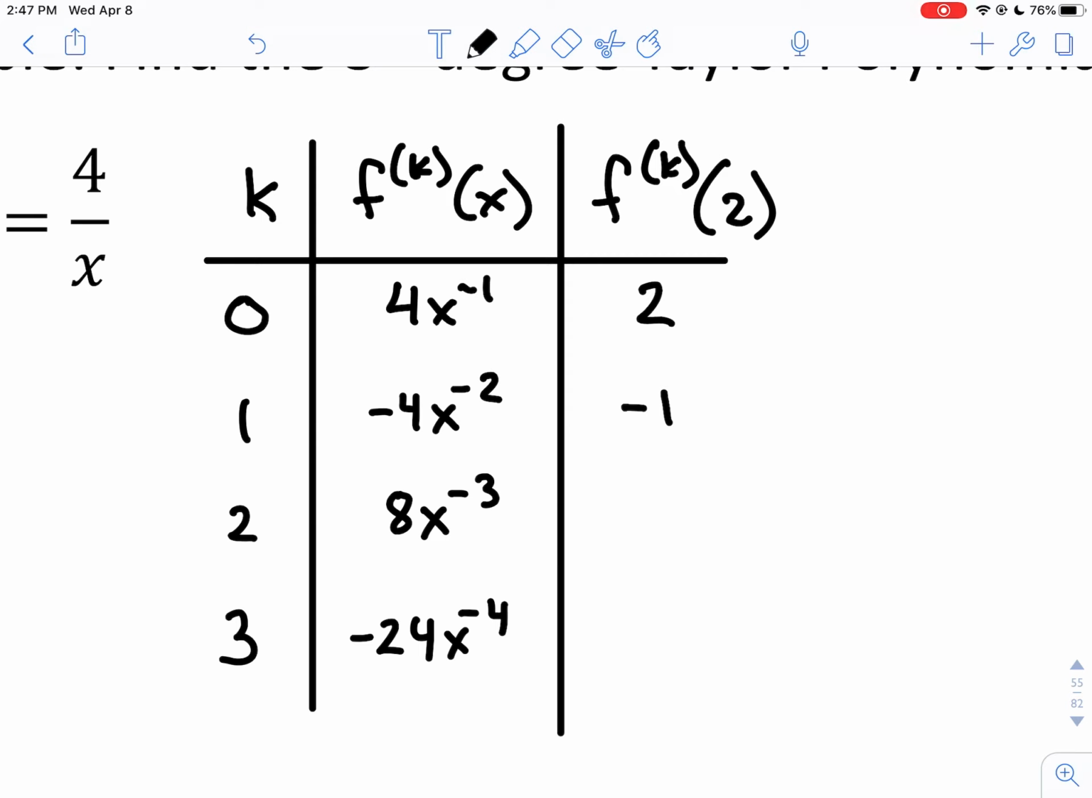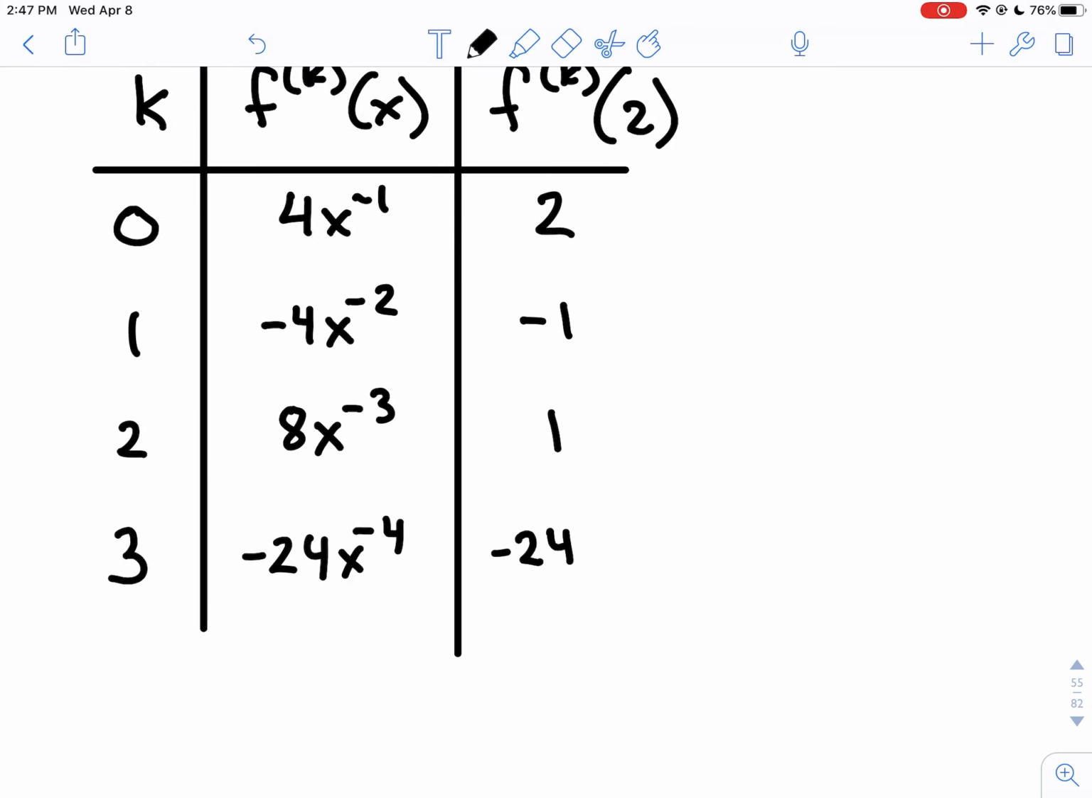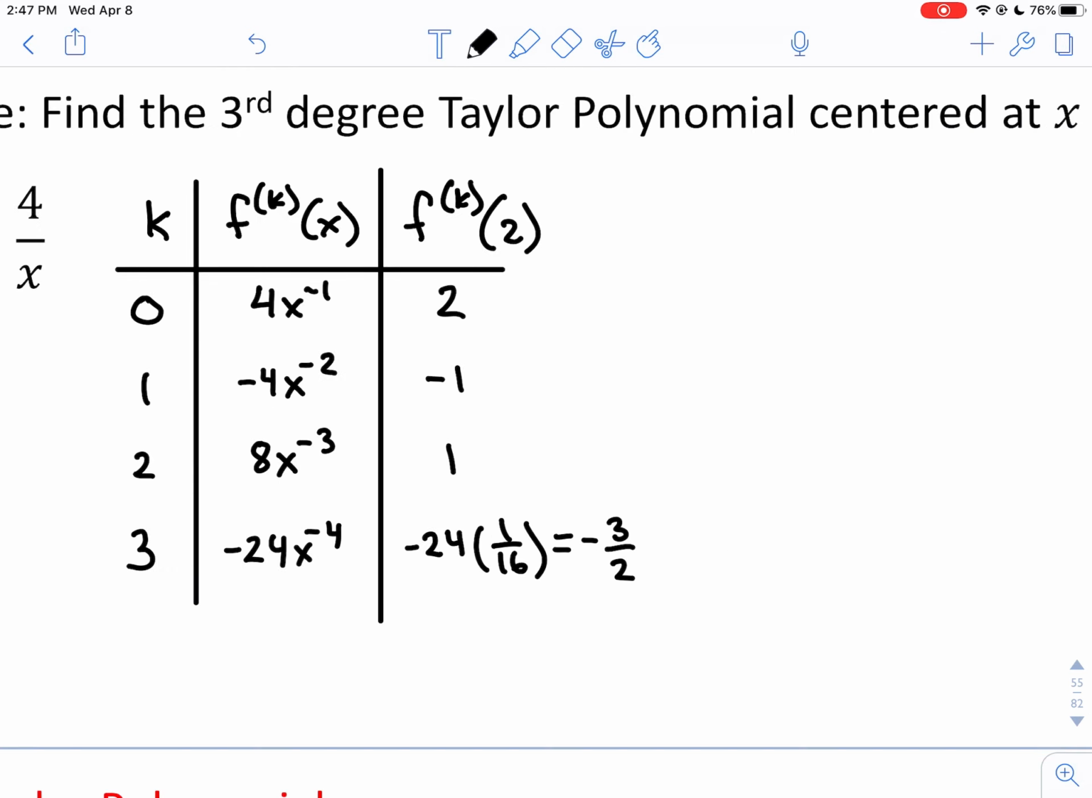The next one, plug 2 into the second derivative. 2 to the minus 3 is 1/8, and 1/8 times 8 is 1. Now let's plug 2 into the last one. 2 to the minus 4 means 1/16, and negative 24 times 1/16 is negative 3/2. So these are the values of the function and its first 3 derivatives evaluated at 2.